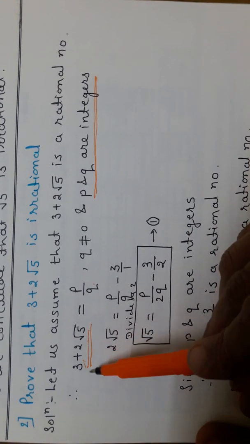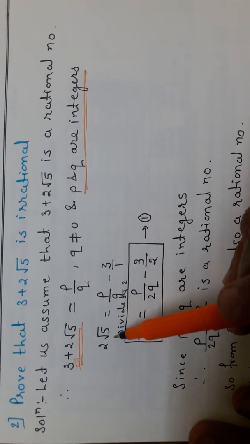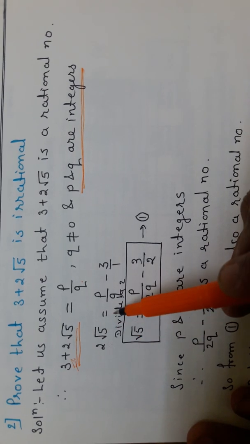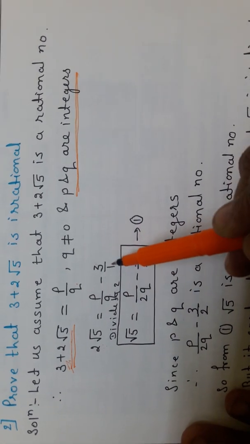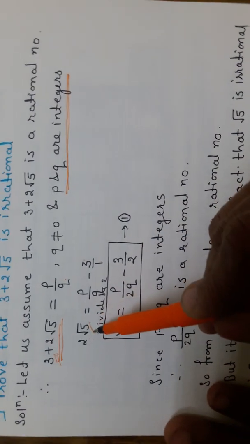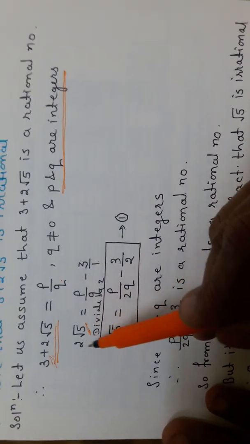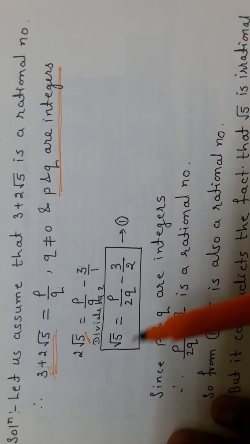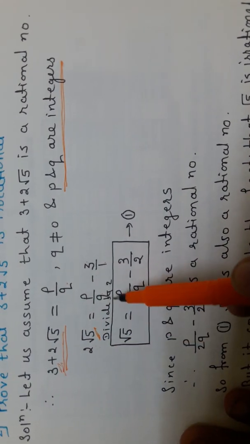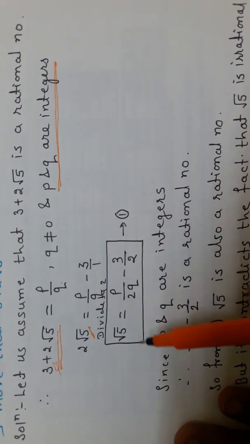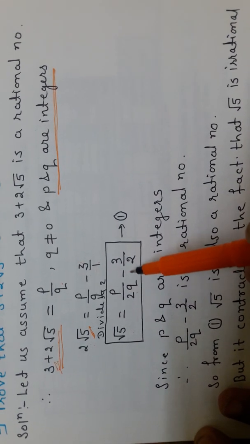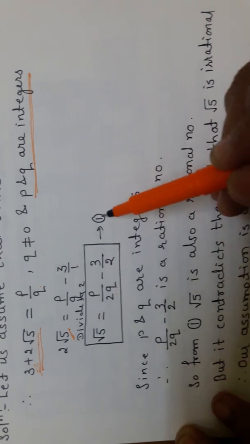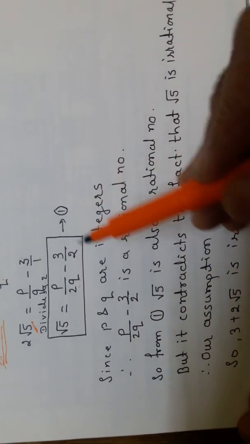Now, whatever is in addition or subtraction form, to find the 2 root 5, first of all we have to shift this 3 to the right hand side. So we get 2 root 5 is equal to p by q minus 3. 3 can be written as 3 by 1. Here we have to make the root 5 free from its coefficient, so divide the right hand side by 2. So root 5 is equal to p upon 2q minus 3 by 2. We will call this 1.